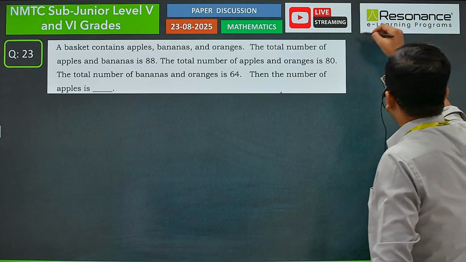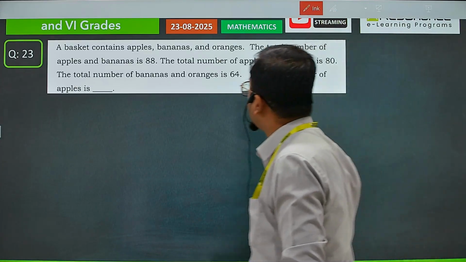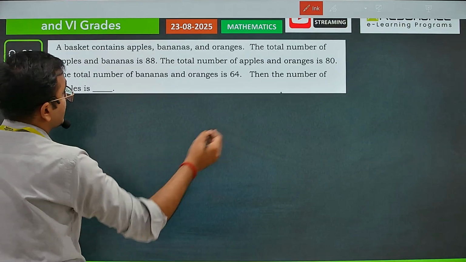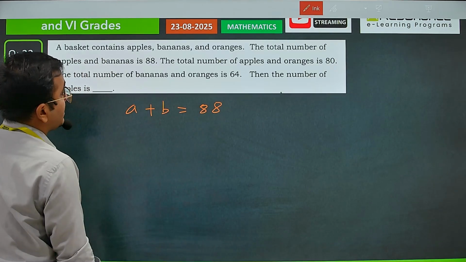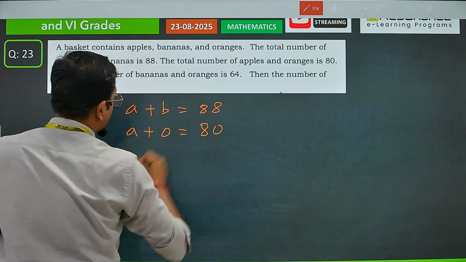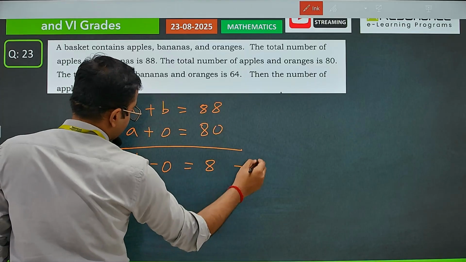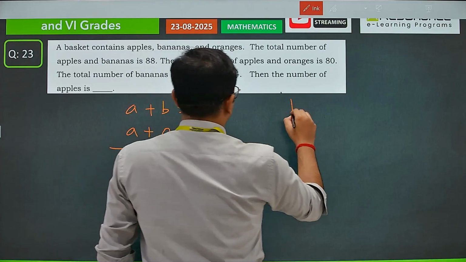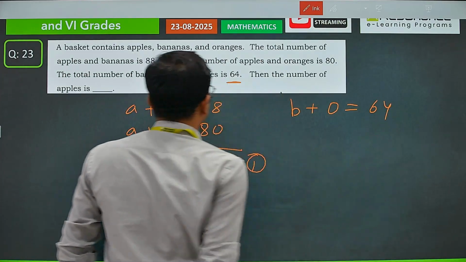Next, basket. Yes, a basket. Let me take apples as A, bananas as B, and oranges as O. So A plus B is 88, and A plus O is 80. Let's subtract these two equations. We get B minus O is 8. I'm just subtracting. A gets cancelled. And beautiful. I also have the value of B plus O, that is how much? 64.